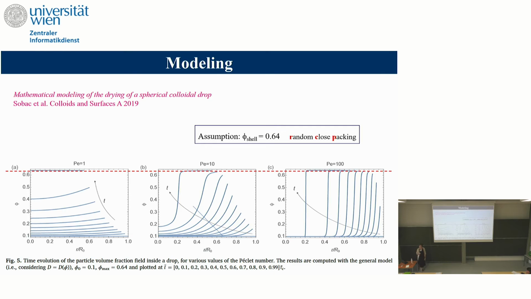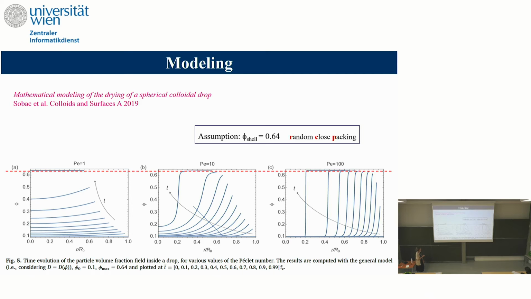And just one slide about modeling. There are also people that model. This is Sobac, a recent paper. They have a drop of colloid. They put some conditions to calculate all the heat flows and the vapor flow, and so they can look at how the drop shrinks. They put in some information about the volume fraction of the drop, that the diffusion coefficient changes when you concentrate, it moves less. So they can compute a lot of things.